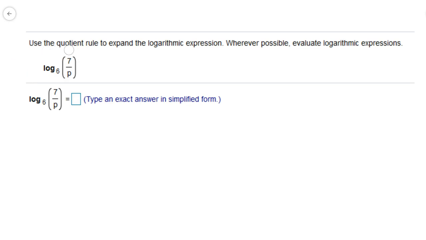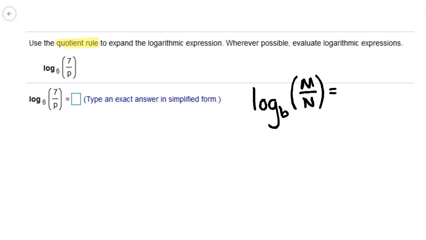This question says, use the quotient rule to expand the logarithmic expression. Whenever possible, evaluate logarithmic expressions. This log says log base 6 of 7 over p. So we want to use the quotient rule. The quotient rule is when you have a log base b, and inside the log you have a quotient or division. So we're going to have m over n.